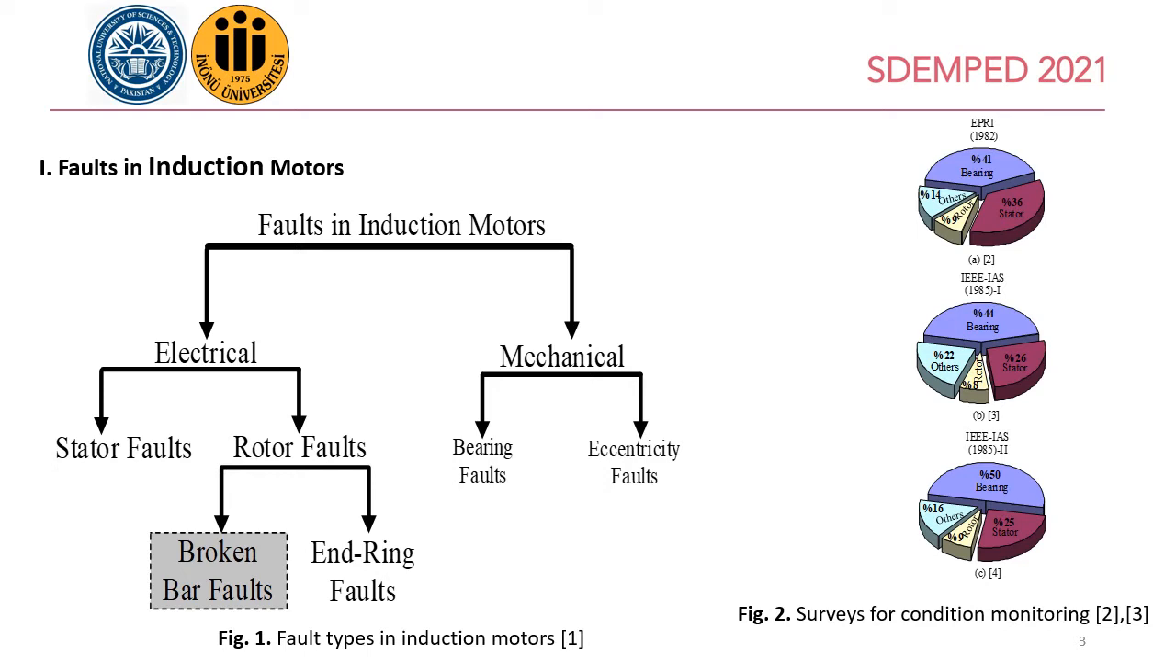From figure 2, the survey of different organizations, like EPRI and IEEE, has been shown. From figure 3, the pie chart shows the percentage of different faults in electric machines. From figure 3 we can see that 9% are rotor faults, 25% are stator faults, and 50% are bearing faults.